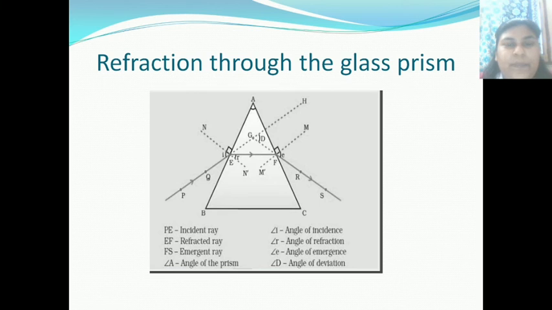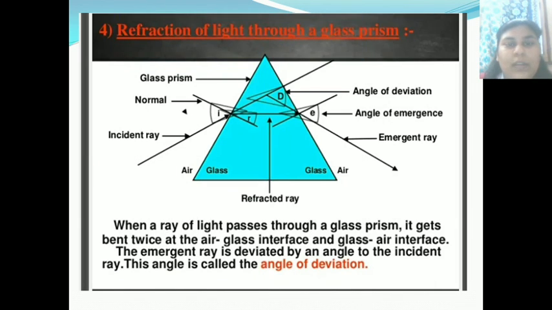Now the next topic is refraction through the glass prism. As we already studied in the last chapter, chapter number 10, what refraction is. There we read about refraction through a rectangular glass slab, and now here we are going to study refraction through the glass prism. You can see here, when a ray of light passes through a glass prism, it gets bent twice. As you know, in refraction, the light passes from one medium to another medium, so when the ray passes through the glass prism, it bends twice. Once when it enters the prism, and second when it leaves the prism.